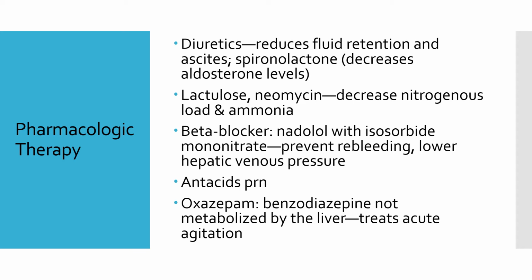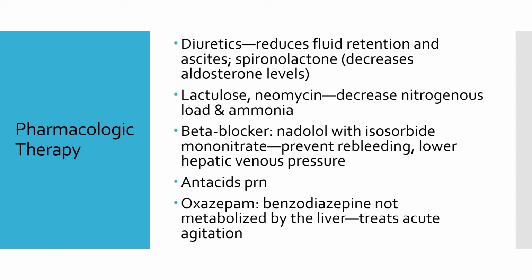Pharmacological therapy, we're looking at diuretics that help to reduce fluid retention and ascites, spironolactone, which decreases aldosterone levels, lactulose and neomycin, which decrease the nitrogen load in the liver and the ammonia level. Beta blockers, which help to prevent rebleeding and lower hepatic venous pressure.